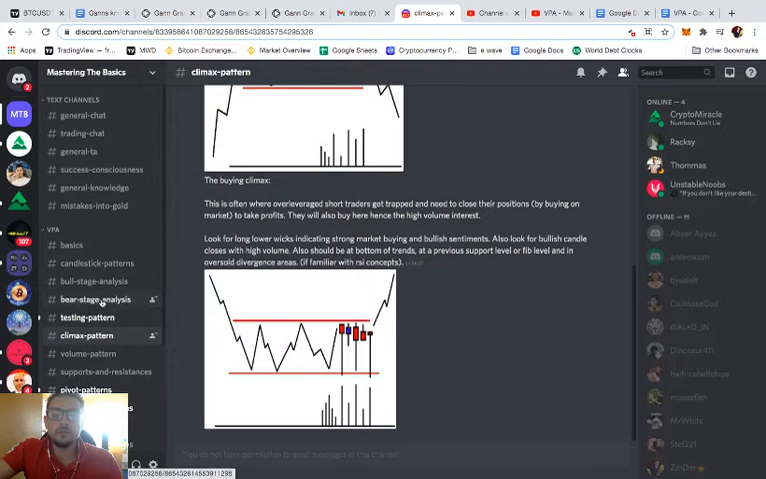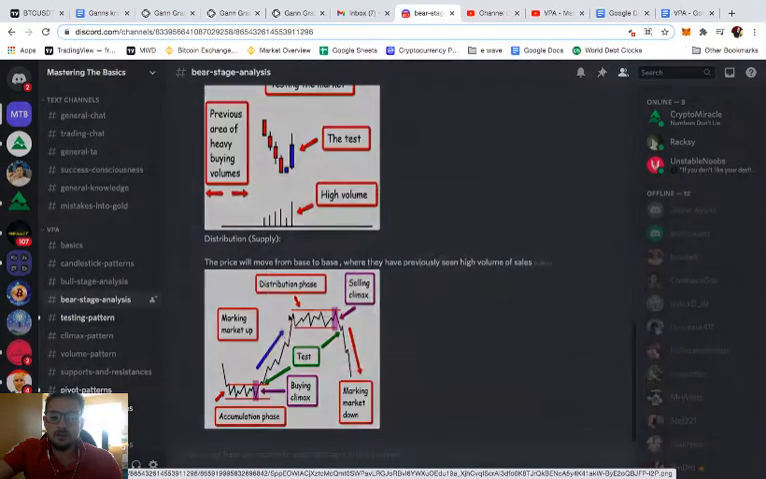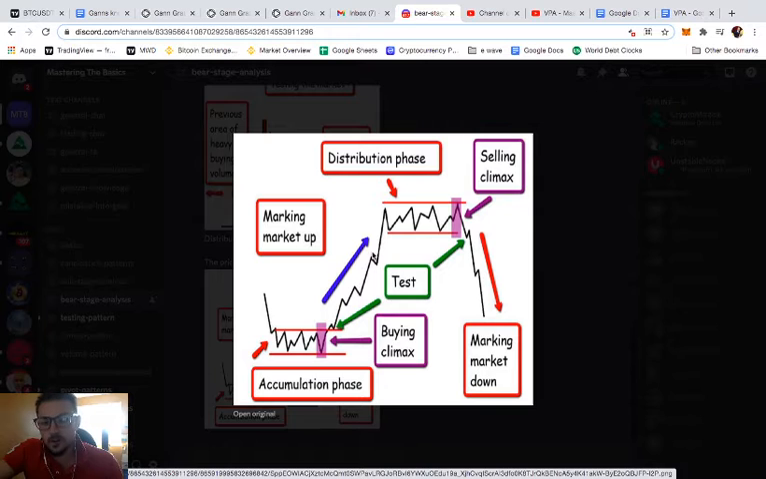Okay, so let's go back to the bear stage analysis and distribution. This is the uptrend. This is when we break out and basically the market makers stop selling. We're starting to make uptrends, higher lows and higher highs, until the market basically shoots up.